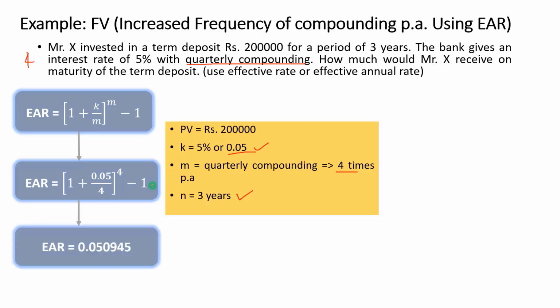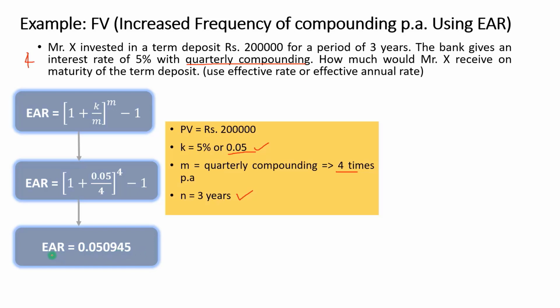Then effective annual rate per annum is 0.050945. It means that in this case, if bank offers Mr. X an interest of 5% compounded quarterly per annum, actually Mr. X receives an interest of 5.0945% effectively per annum, which is higher than the nominal rate of interest 5%.